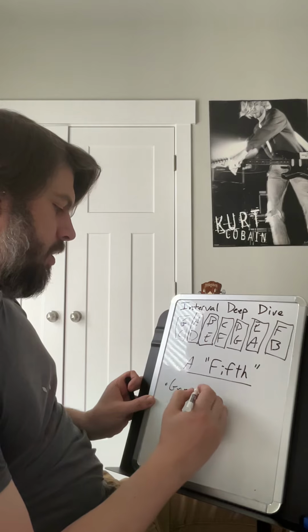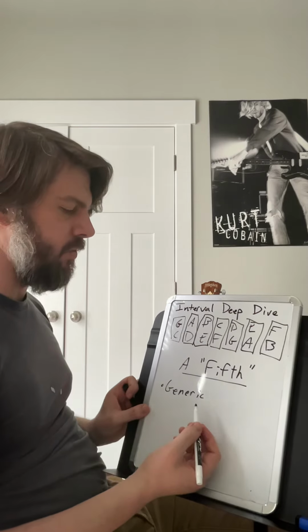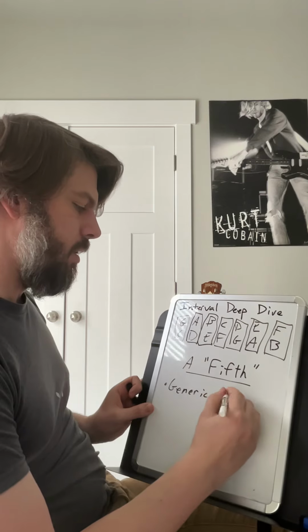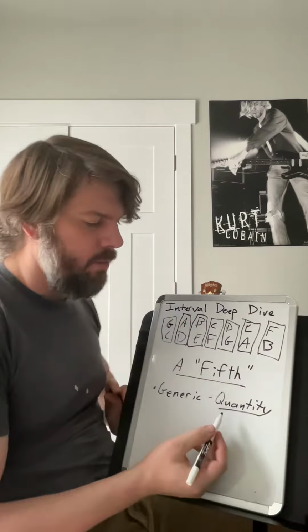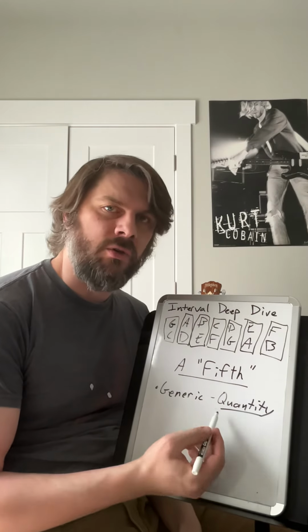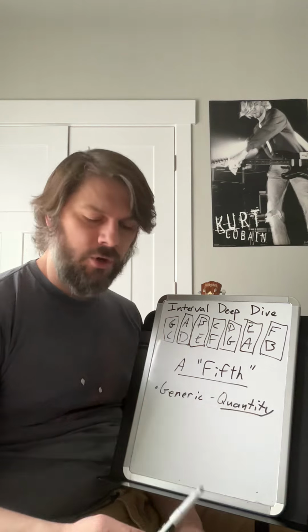So this counting of note names is the generic property of an interval, and it describes a quantity. Basically, counting how many note names you must span in order to create the interval, okay?